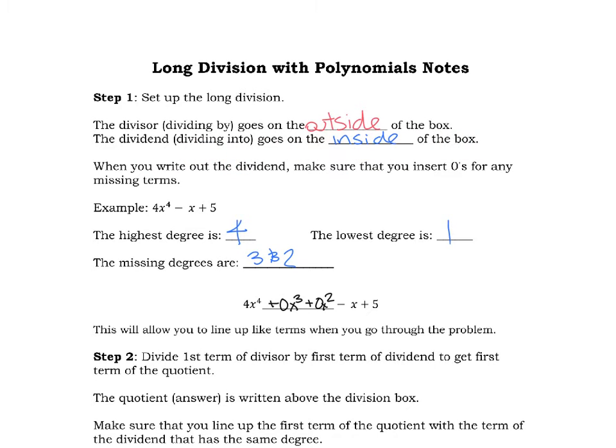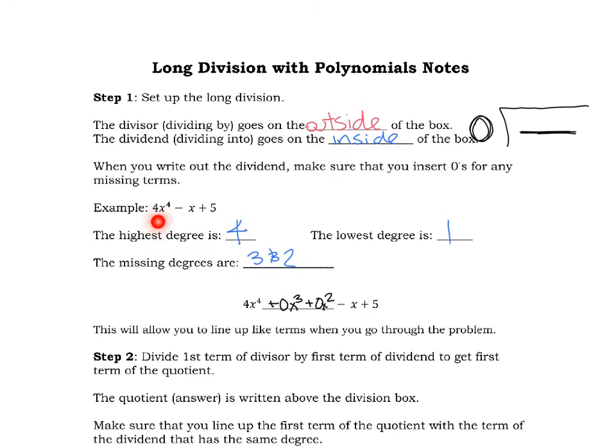I'm referring to a box. This is what our box looks like when we're dividing. Okay, so divisor goes here. The dividend goes here. When you write out the dividend, make sure that you insert zeros for any missing terms.